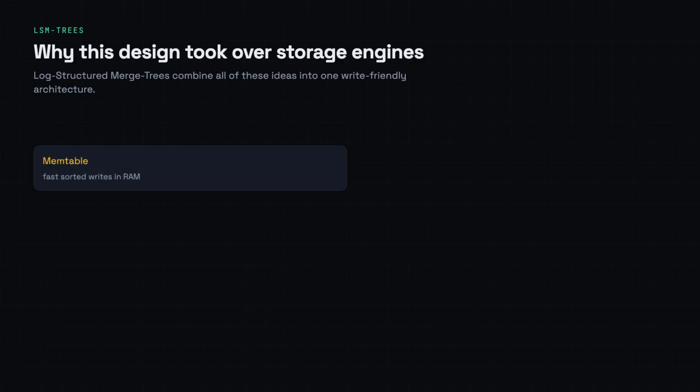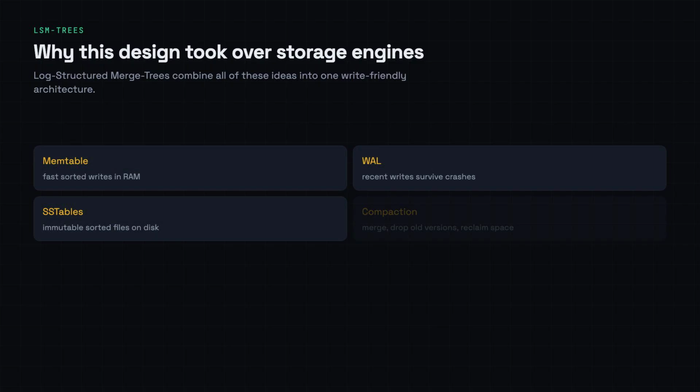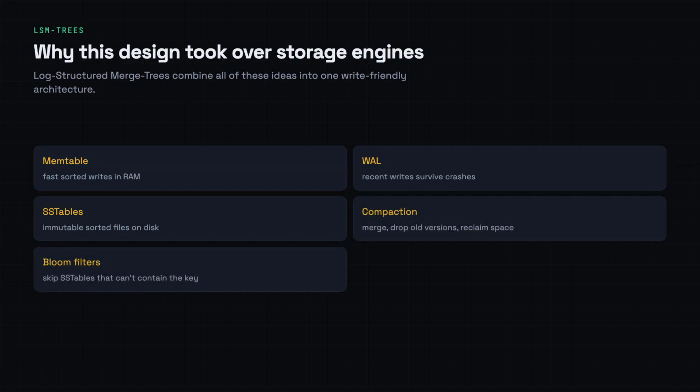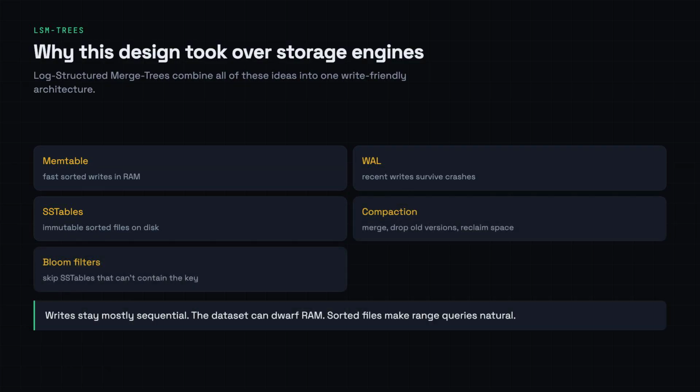That whole design is an LSM tree, log-structured merge tree. Fast sorted writes in RAM. Crash safety via the WAL. Immutable sorted files on disk. Compaction to reclaim space and drop old versions. Optional Bloom filters to cut wasted reads. Writes stay mostly sequential, kind to SSDs and HDDs. The dataset can dwarf RAM, and because data on disk is sorted, range queries feel natural.